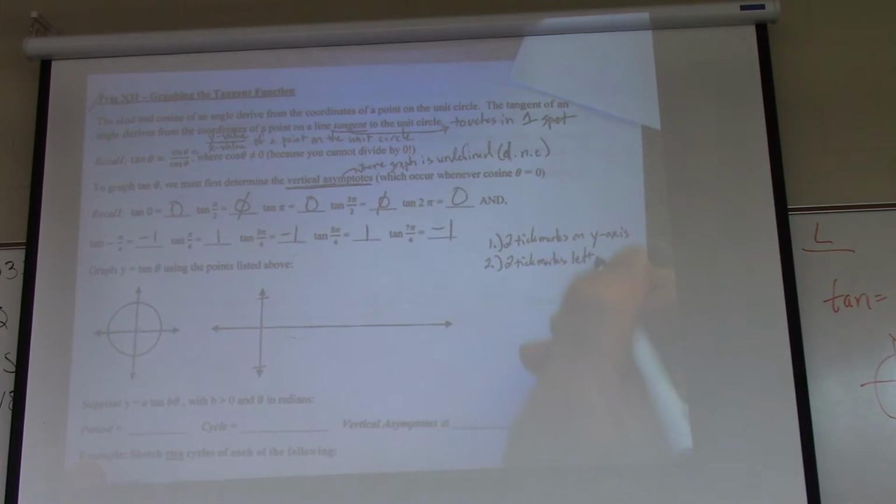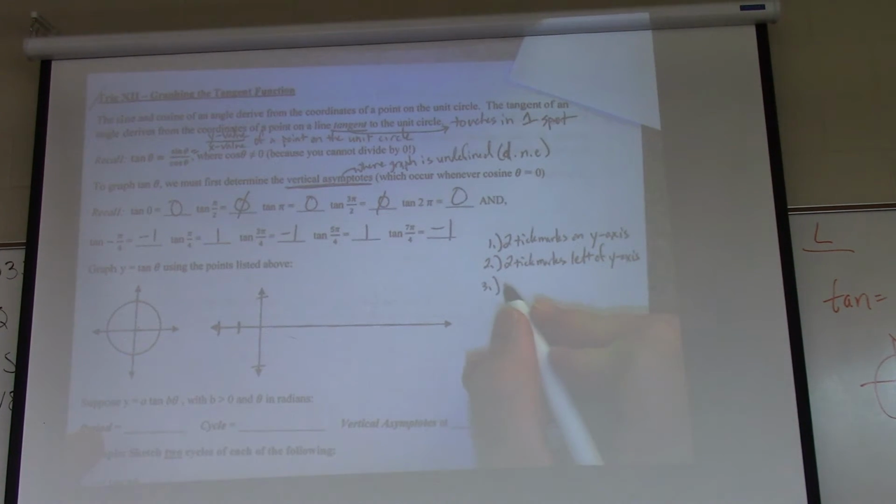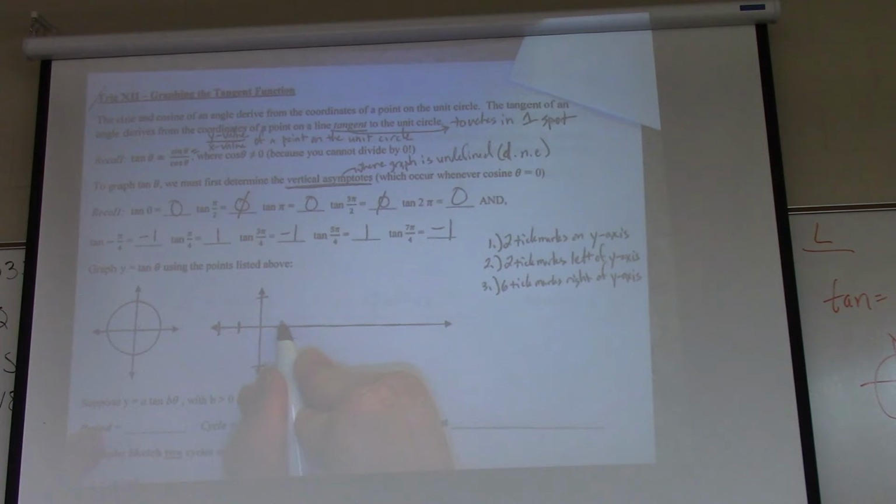Left of the y-axis, which means that in the past we haven't put any on that left side. Now we are. Okay? And on the right side, we've always done 4. Today we're going to do 6. And I promise you, if you do every problem like this, they are all the same. 6 tick marks right of the y-axis. So, try and keep them relatively close to the same distance here, if you can.